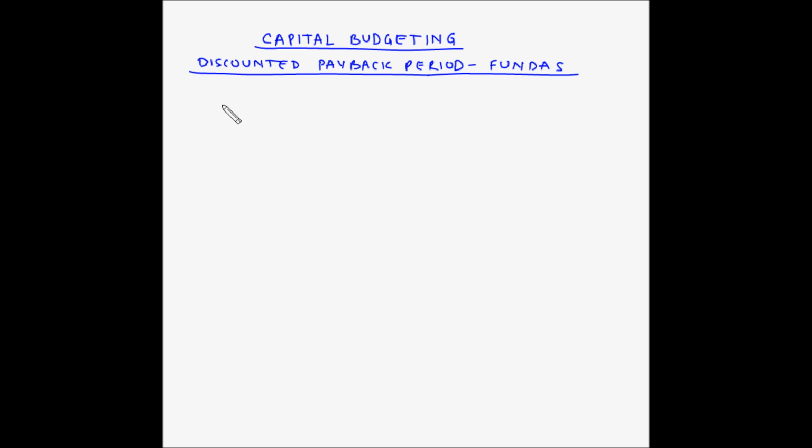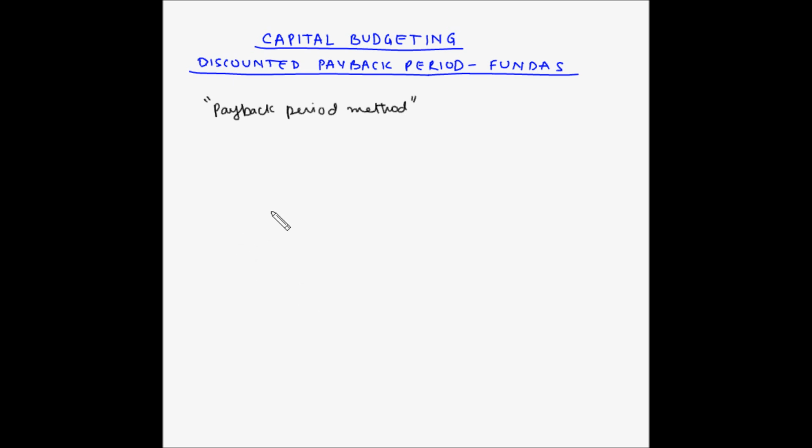In the earlier videos, we looked at the payback period method. This method is used to rank projects and to decide whether or not they should be accepted for inclusion in the capital budgets. Now, one of the drawbacks of the payback period method is that it does not consider the cost of capital used to undertake the project. In other words, it does not discount the cash flows for calculating the payback period.